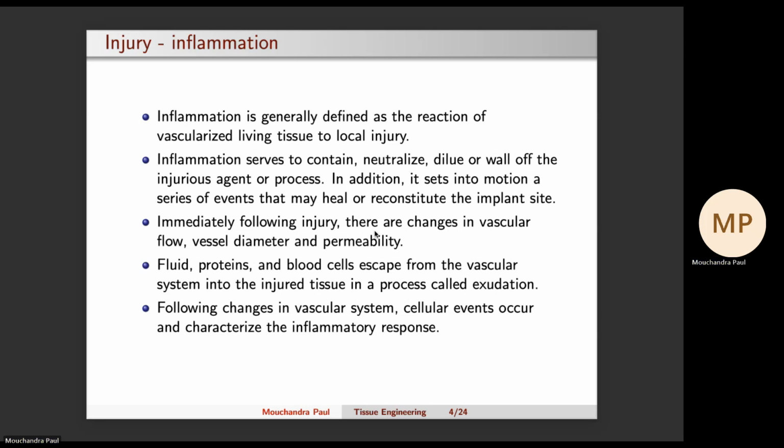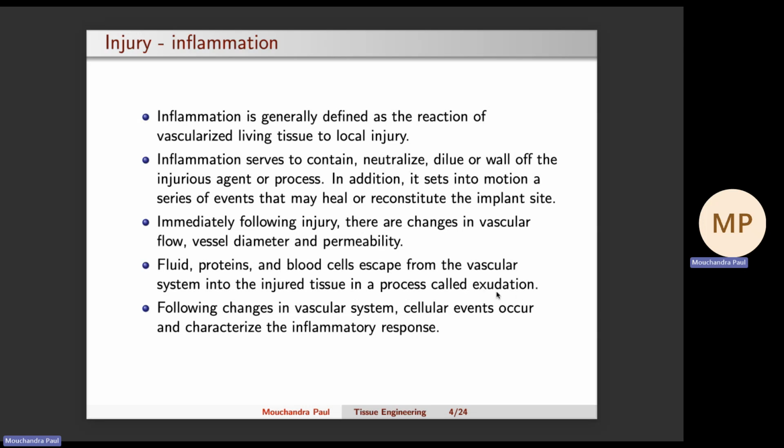You'll be cutting them, because of which the endothelial cells get activated, and they will change the flow rate of the blood. Then the diameter of the blood vessel gets varied, and the endothelial wall becomes more permeable, or you can say leaky, so that the inner content of the blood, basically the cells in the blood, can come out and arrive at the tissue site. Now, the fluid, proteins and blood cells will try to escape from the fluid system, just as I mentioned. And this process is called exudation.